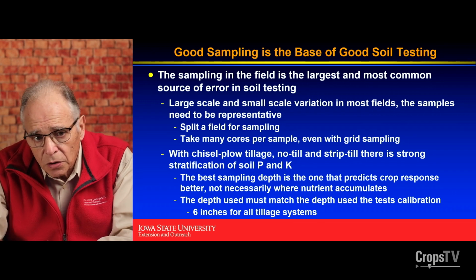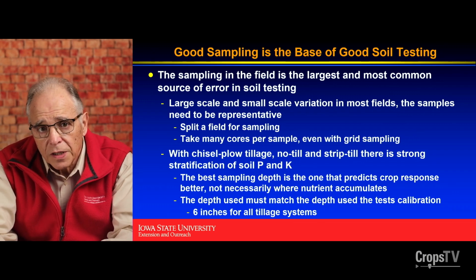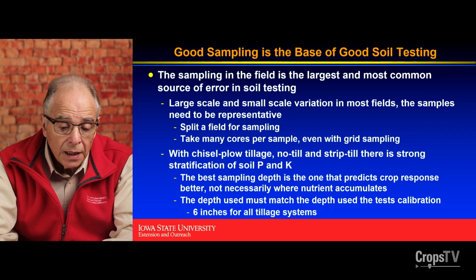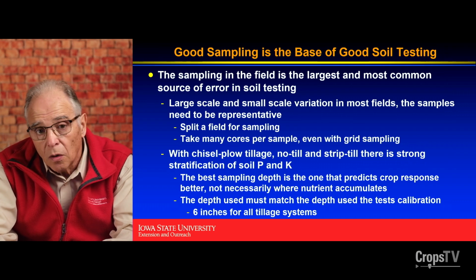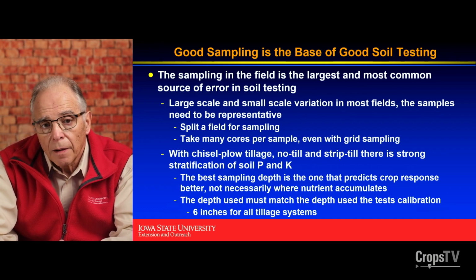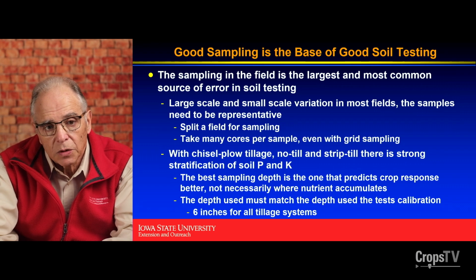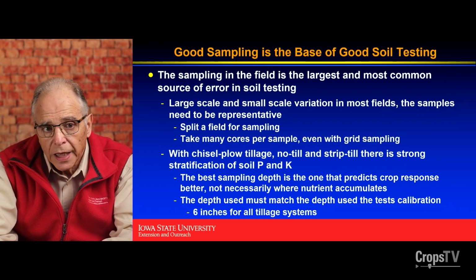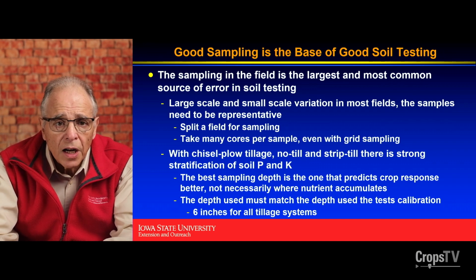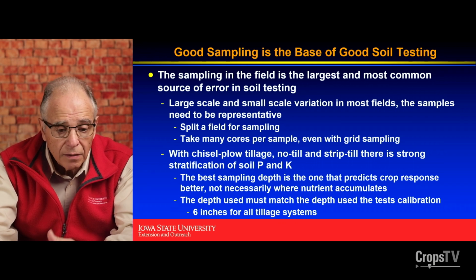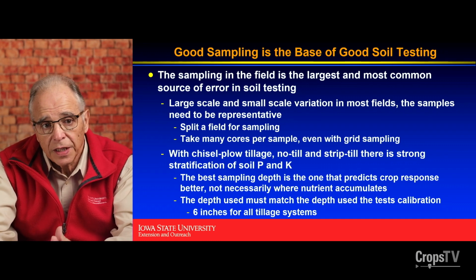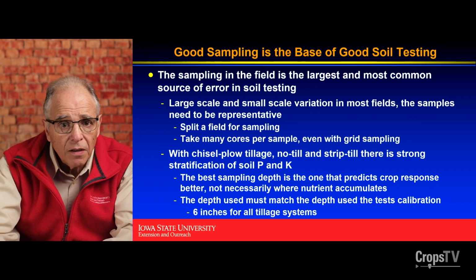Now, I'm not going to talk about soil sampling too much today, but soil sampling very often is done in a hurry, and is the most common source of error in soil testing. People blame the labs for some mistake or some numbers that don't seem to be right. But most of the time, this is because of the sampling, okay? We have variability at a large scale and also at a small scale, just a few feet in most fields, and the samples need to be representative. Okay, we need to split the field for sampling.